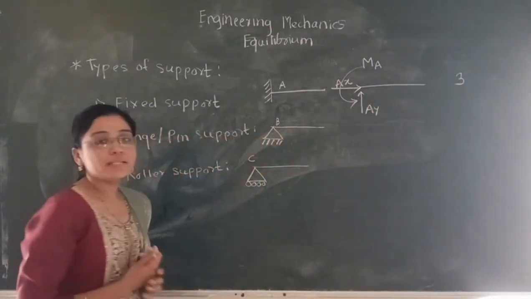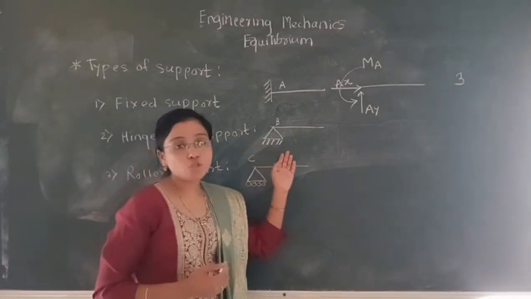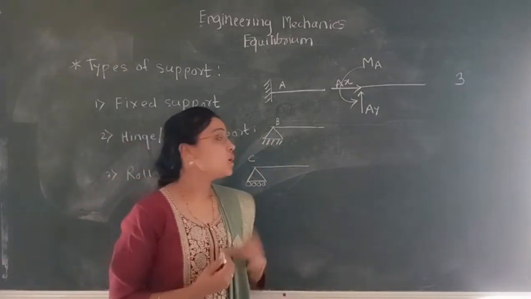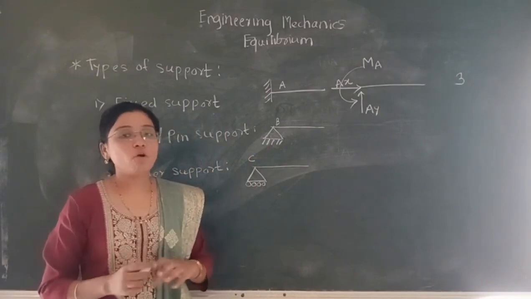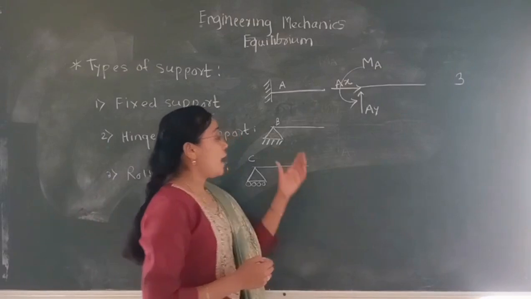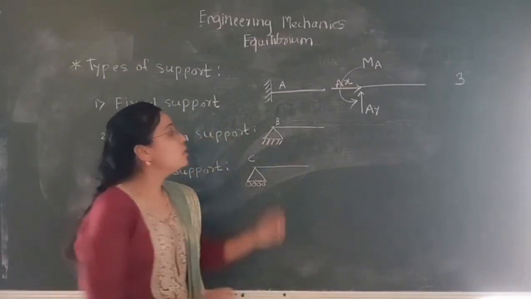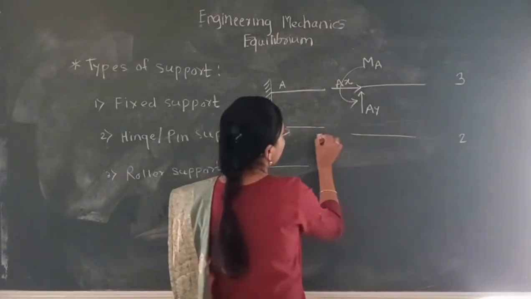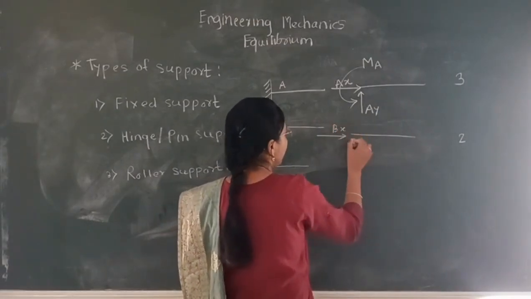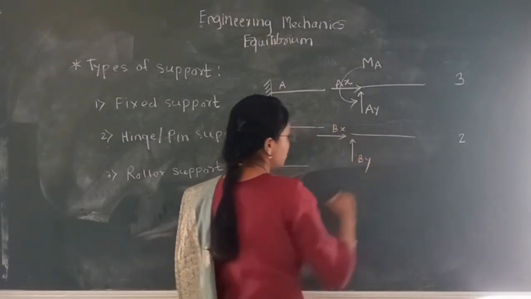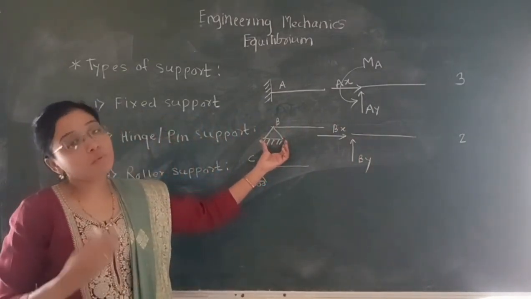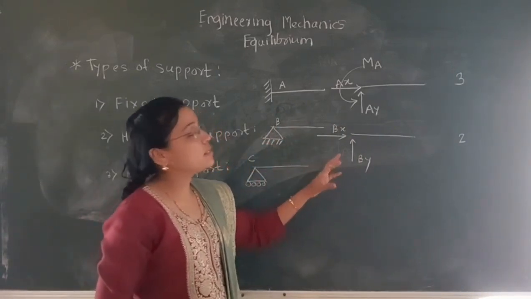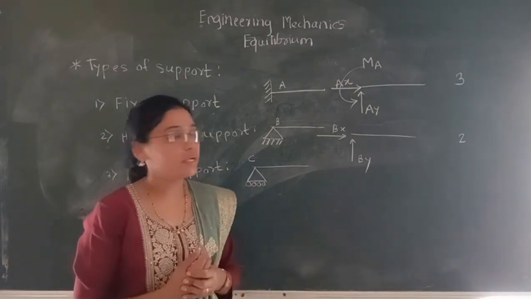Now the next support is hinge support. Hinge support shows restriction only for linear motion. It does not restrict rotation. So as a result of the restriction, there will be generation of two reactions, one in the x direction and the other in the vertical direction. Hinge support allows some rotation, so there is no restriction for rotational motion, and so there is no generation of reaction for rotation.